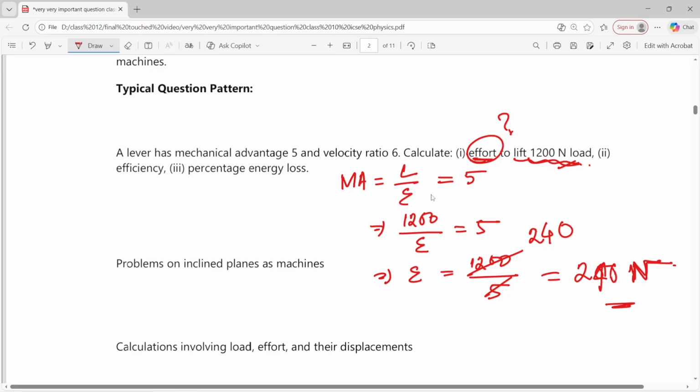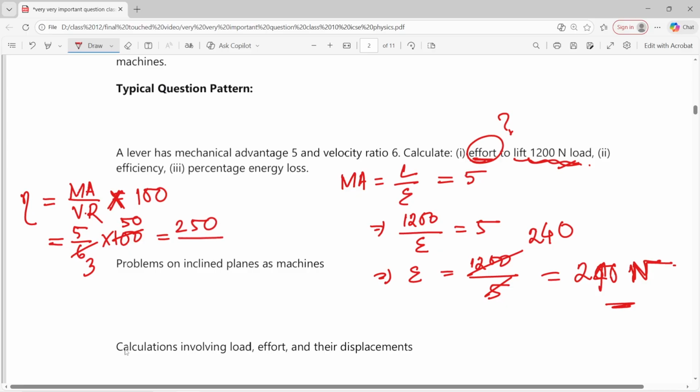And what is the efficiency? Efficiency, eta, equals mechanical advantage by velocity ratio into 100%. Mechanical advantage 5, VR 6, into 100%. If you calculate, 3 and 50, that means 250 divided by 3, so you get 83.33%. That's the efficiency.